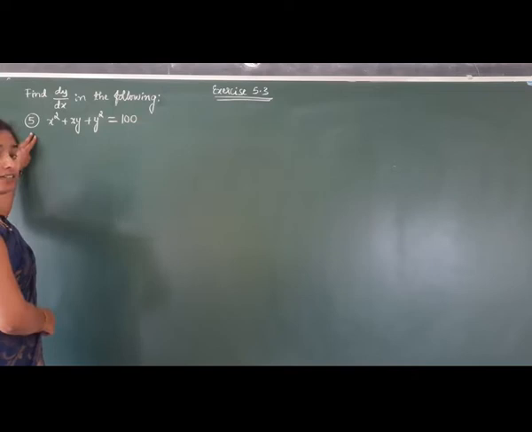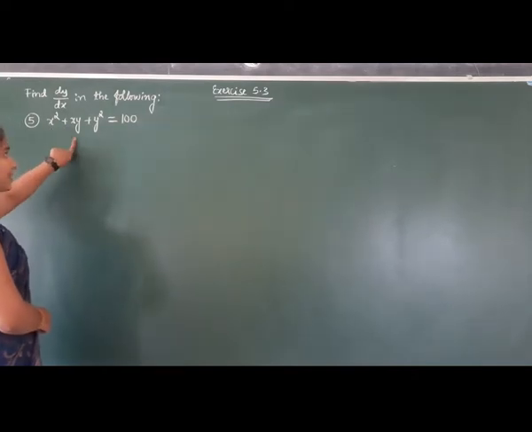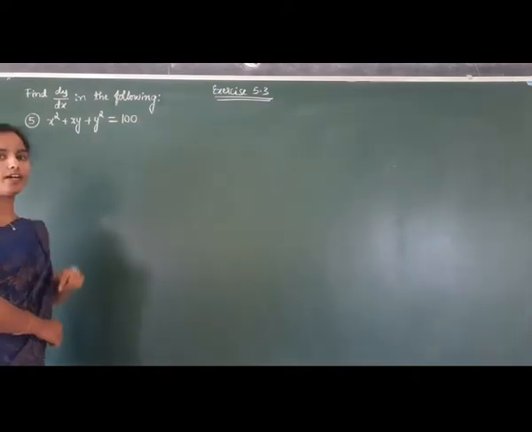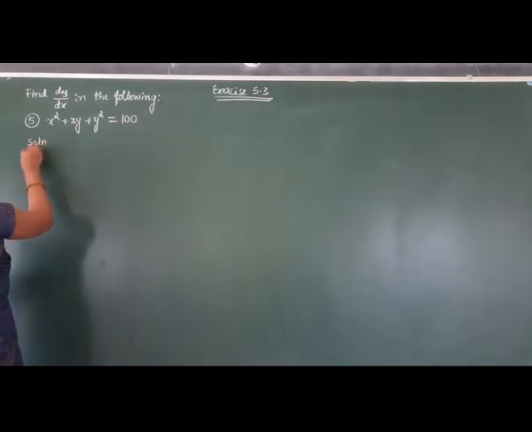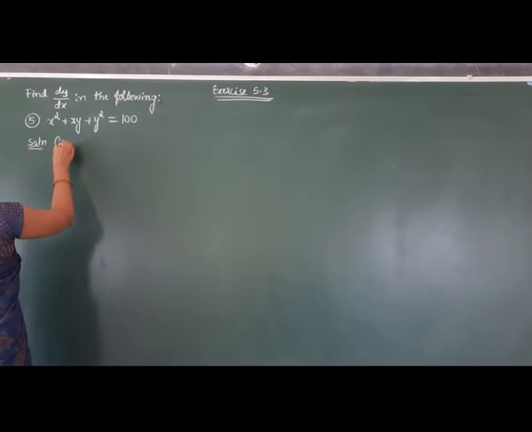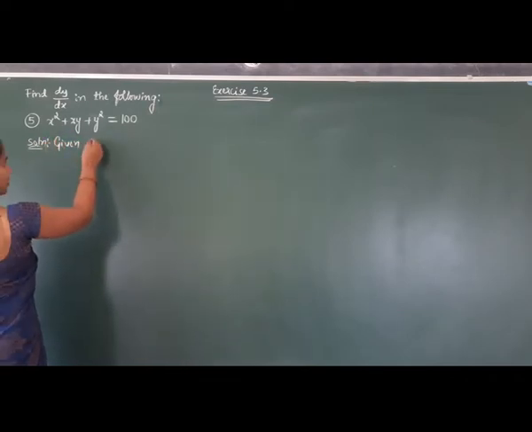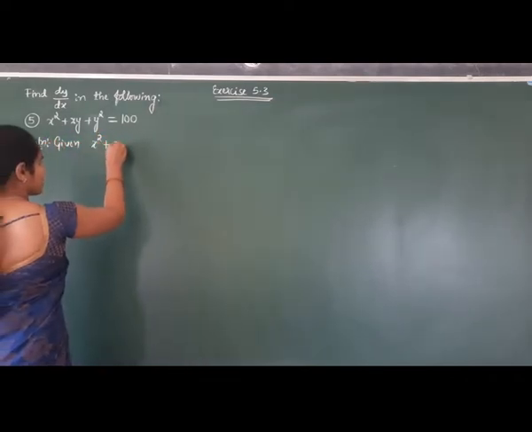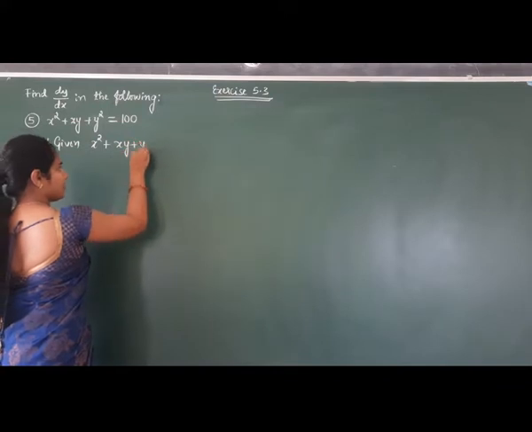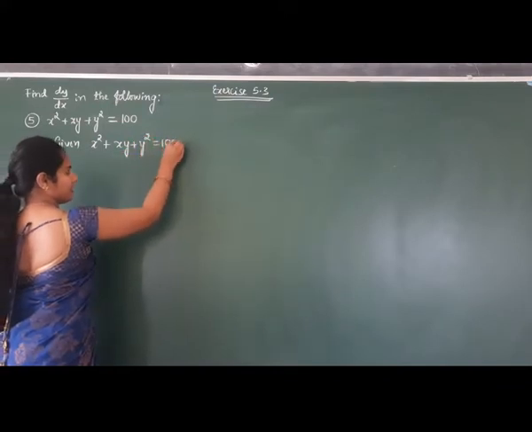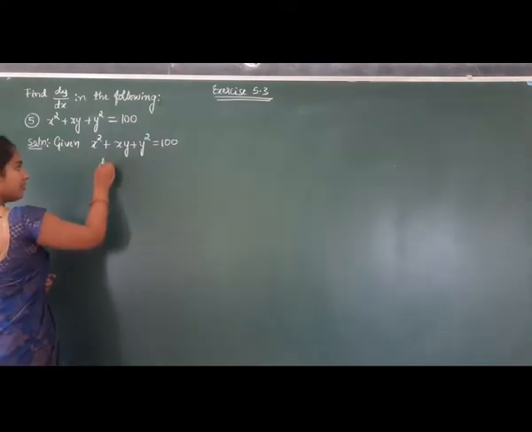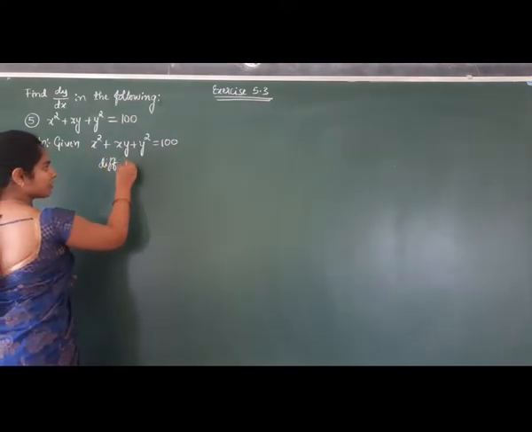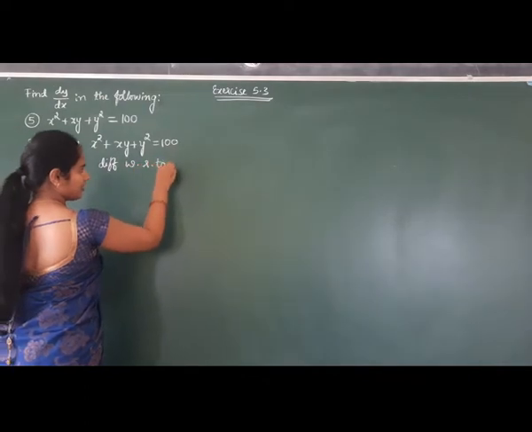So fifth one, x square plus xy plus y square is equal to 100. Okay. So consider the given function, x square plus xy plus y square is equal to 100. So now differentiate this with respect to x.